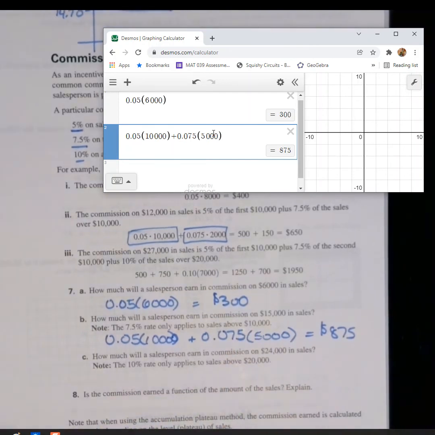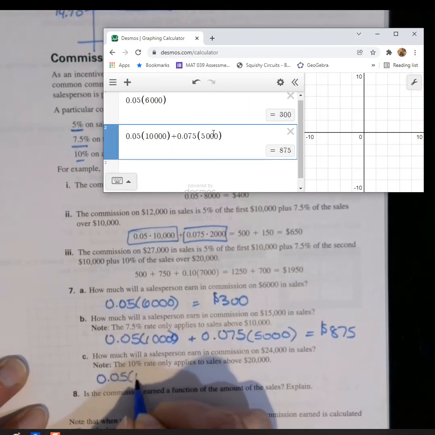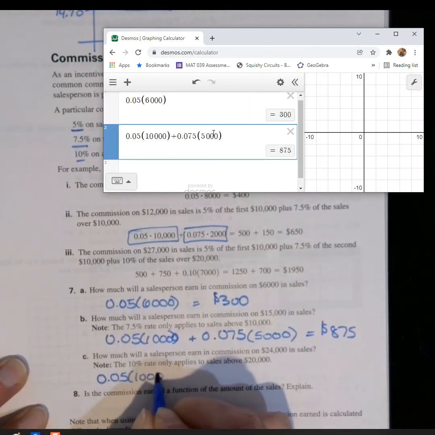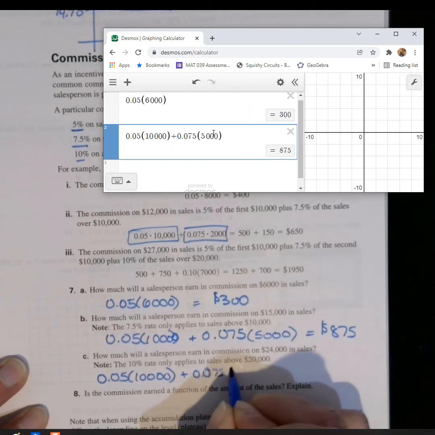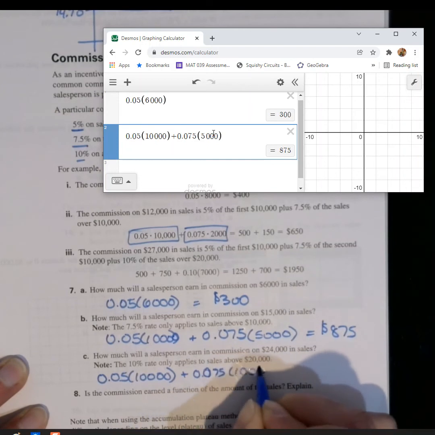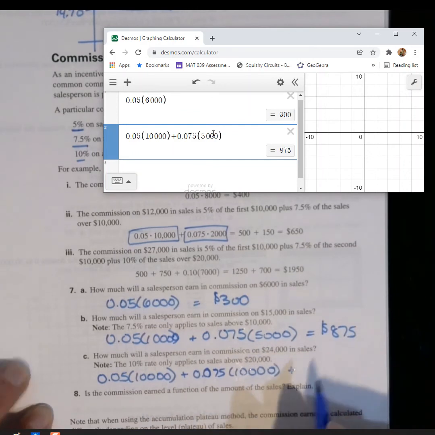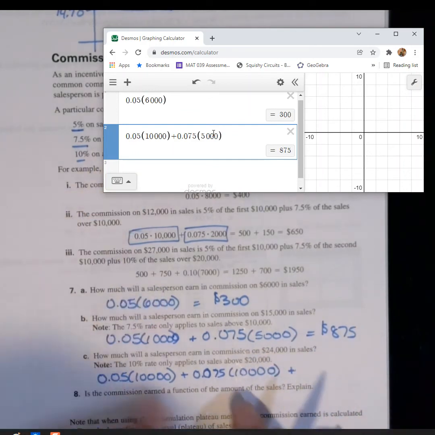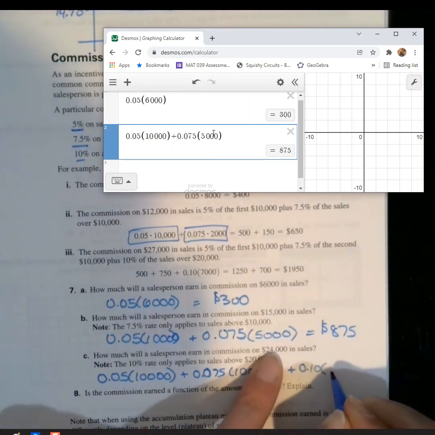Okay, so now on 24,000. All right, so on 24,000, they're going to make 5% on the first 10,000 plus 7.5% on the next 10,000. That gets them to 20,000. Once they're over 20,000, they're going to make 10%. There's 4,000 that are over 20,000, so 10% on the last 4,000.